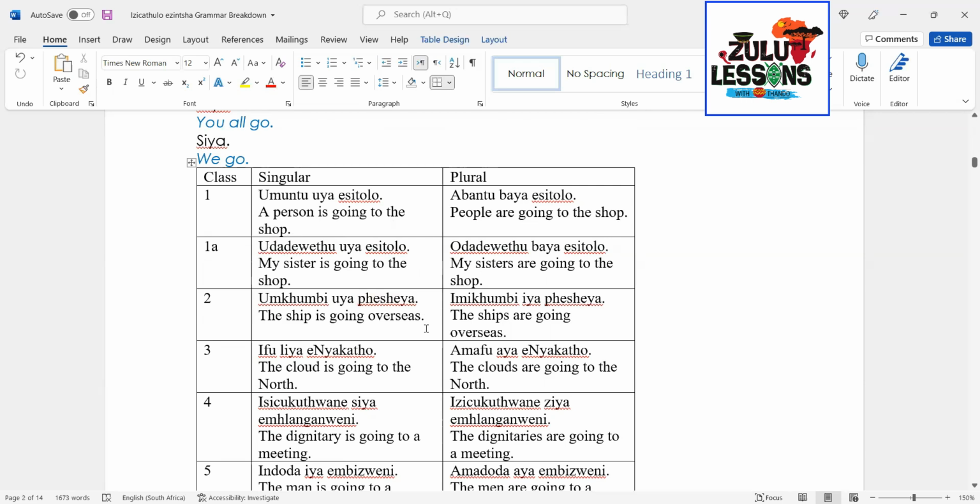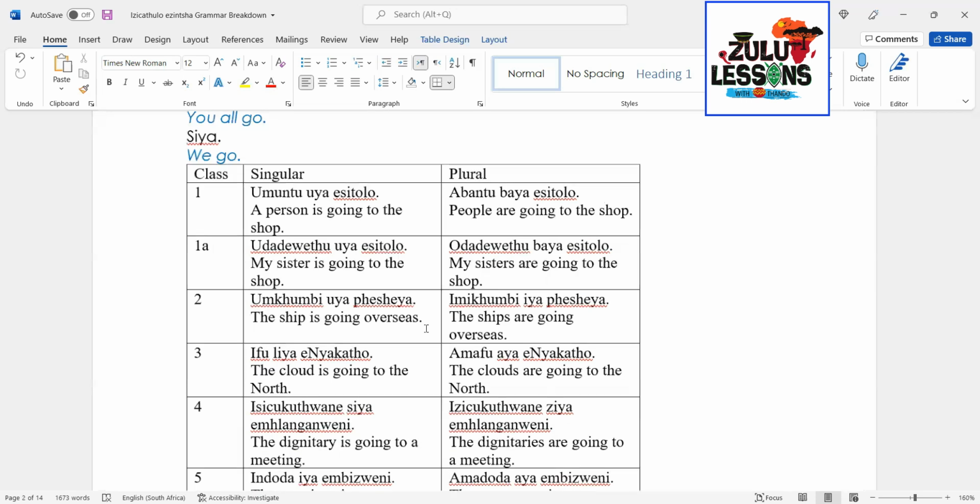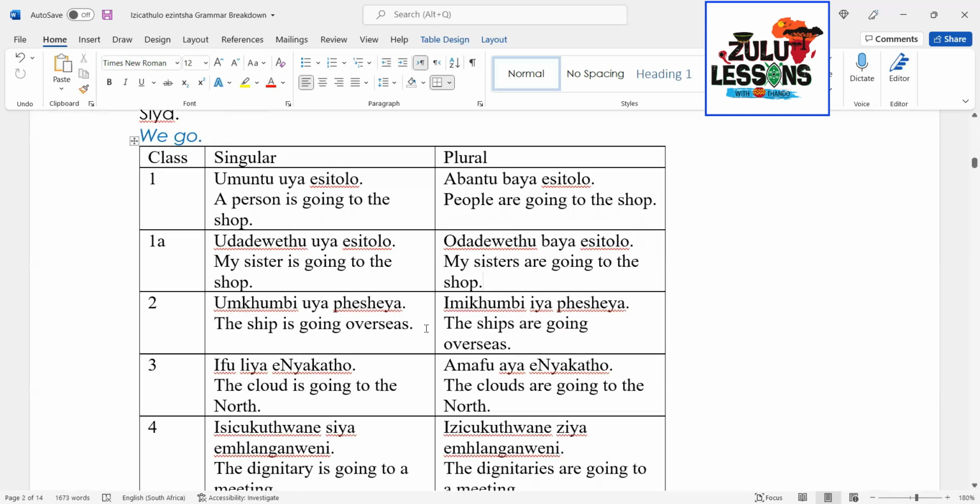Umkhumbi uya phesheya. The ship is going overseas. There is a noun that starts with um, so its subject concord is u. And then when it's plural, the noun is starting with imi. So we say imikhumbi iya phesheya. The ships are going overseas.